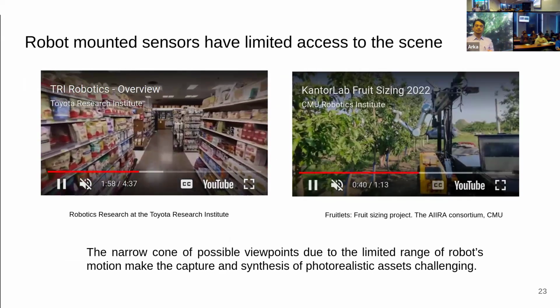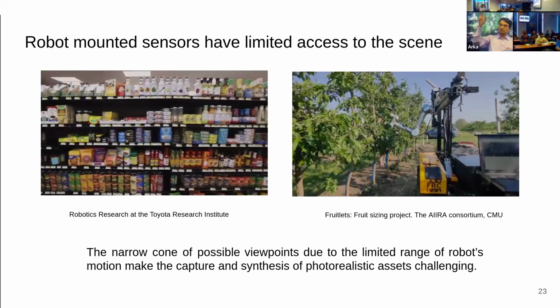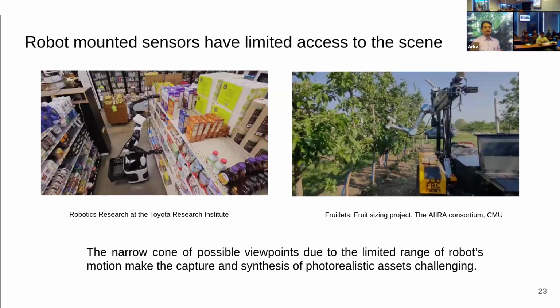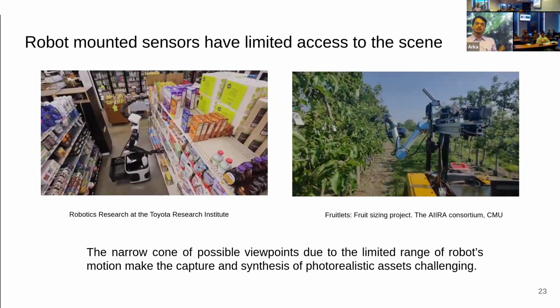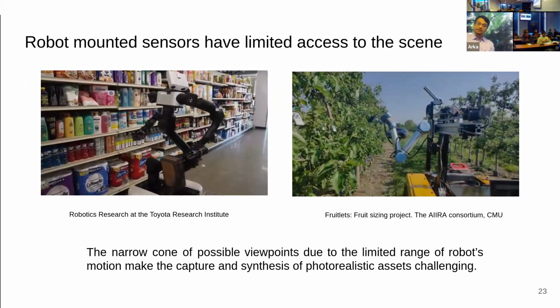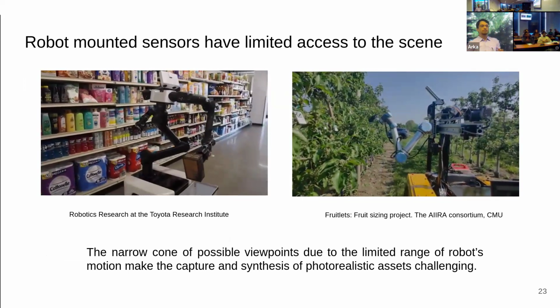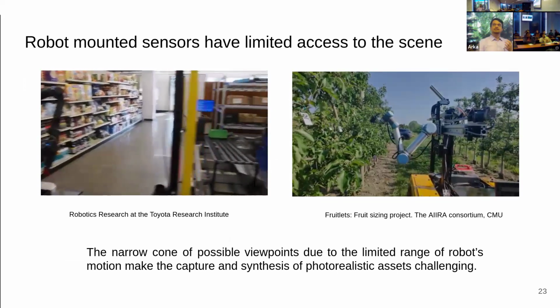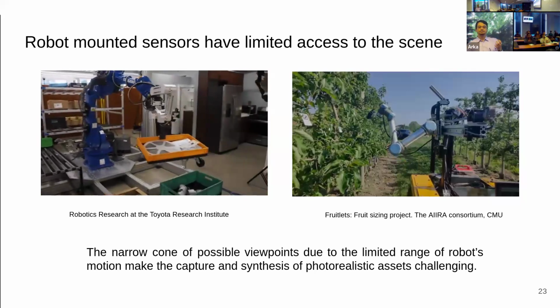The TRI robot, which is fulfilling my order in a supermarket aisle, doesn't get a chance to access the objects on the shelf from behind. It has to work with the model that it can build only from a few frontal views. Same is the case with the fruitlets robot. It is also not capable of wrapping around the orchard and seeing the fruits from behind before deciding how it should approach the object in 3D.